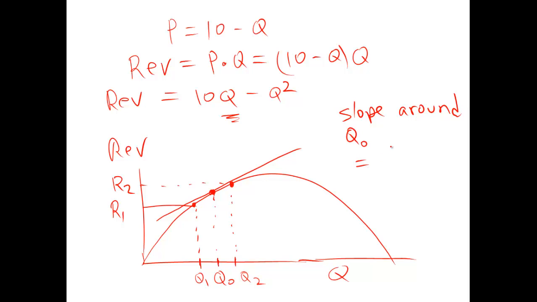Now, the slope, and I'm going to say the slope around, not quite at, but around Q0 is equal to what? Well, rise over run is, the rise is R2 minus R1. The run is Q2 minus Q1. That's not the slope at Q0, but it's the slope kind of nearby, because it's sort of the average slope between this point here and this point here. Now suppose we could get the Q2 and the Q1 really close together, so we're getting a really good approximation, then we'd have the slope at Q0.